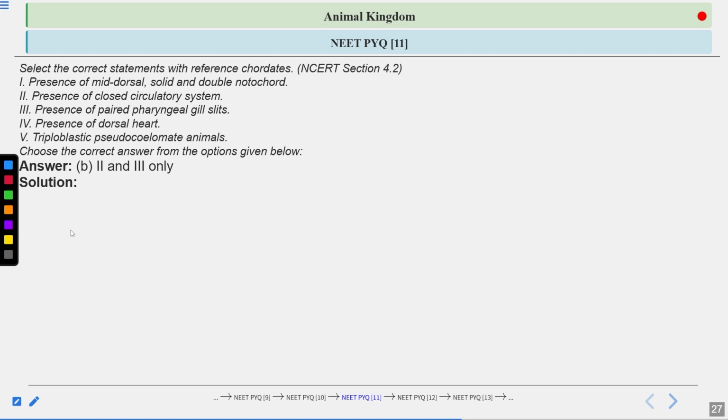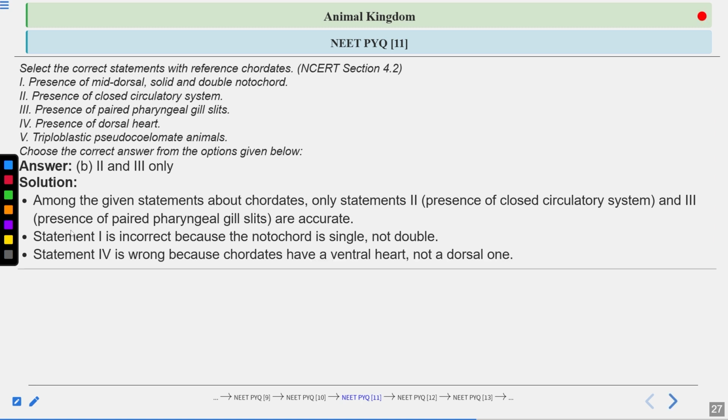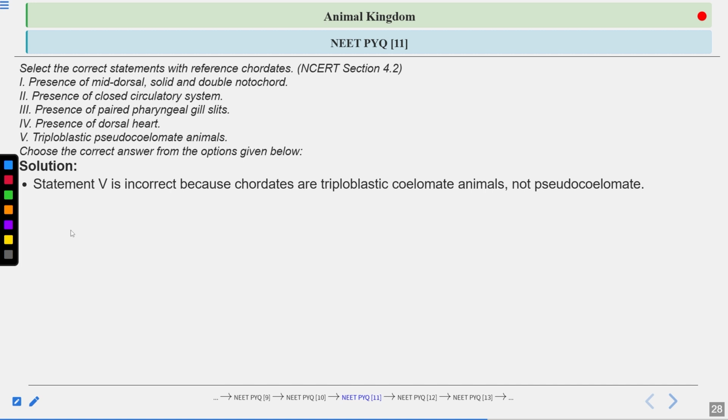Let us see the explanation part. Among the given statements about the chordates, only statement 2, the presence of a closed circulatory system, and statement 3, presence of paired pharyngeal gill slits, are accurate. Statement 1 is incorrect because the notochord is single, not double. Statement 4 is wrong because the chordates have a ventral heart, not a dorsal one. Statement 5 is incorrect because the chordates are triploblastic coelomate animals, not pseudocoelomate. They are coelomate animals.